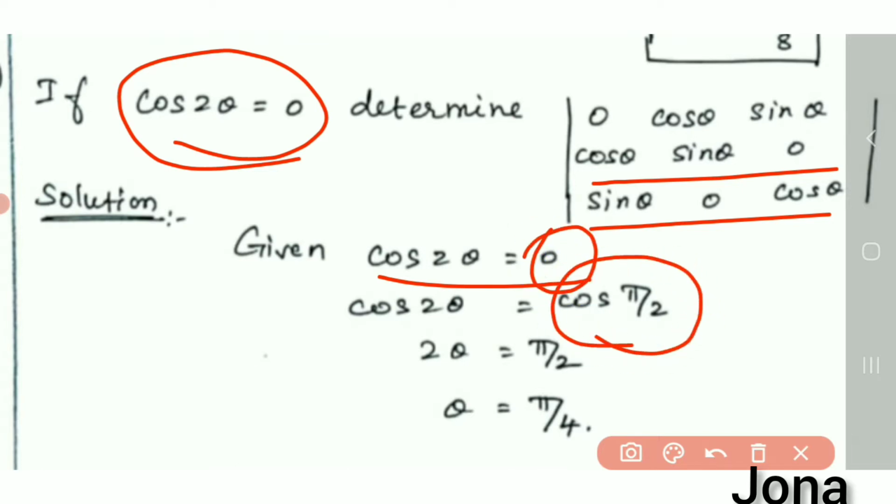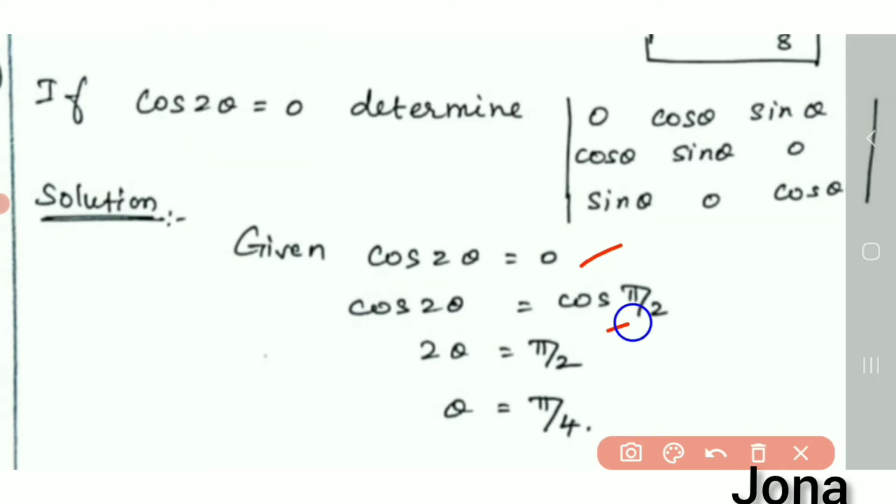We can say cos pi by 2, because cos pi by 2 is cos 90, and the value of cos 90 is 0. We can take this 0 as cos 90 here. So we can conclude from this that 2 theta equals pi by 2, so theta equals pi by 4. We want to determine the value of the given determinant, isn't it?